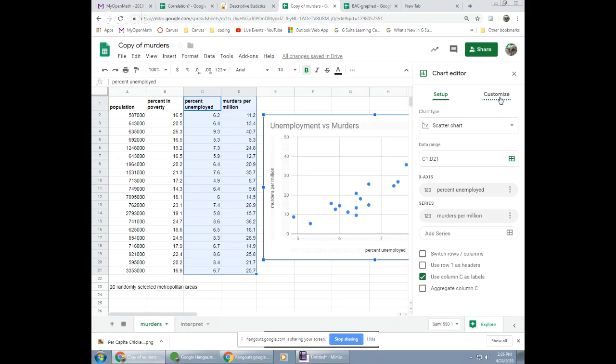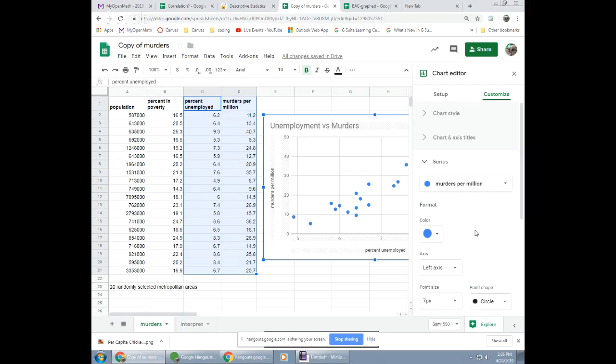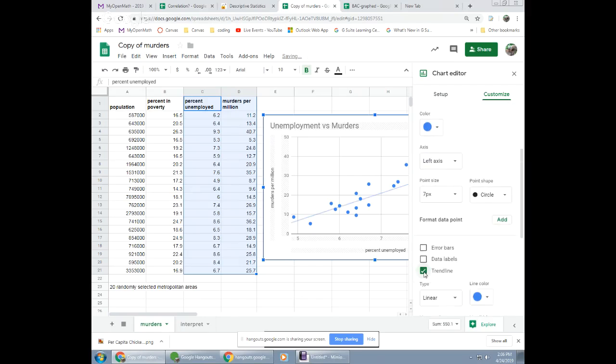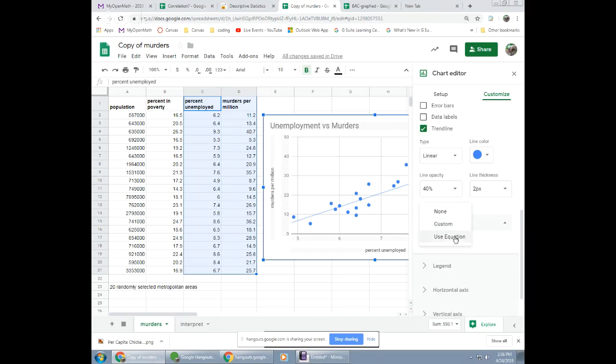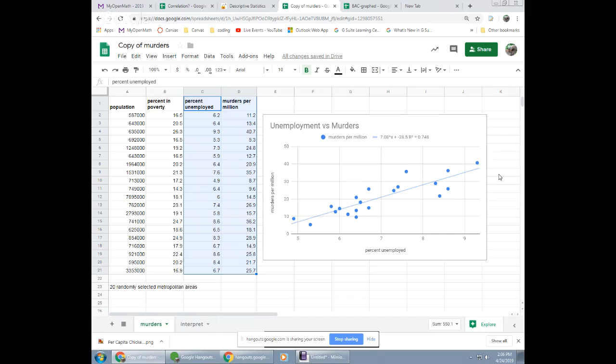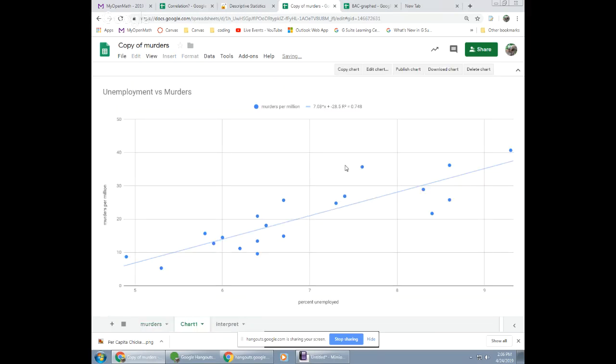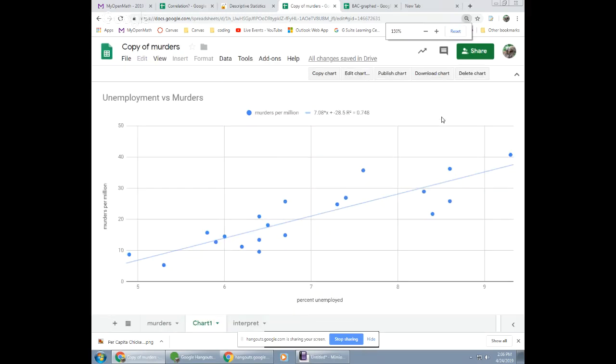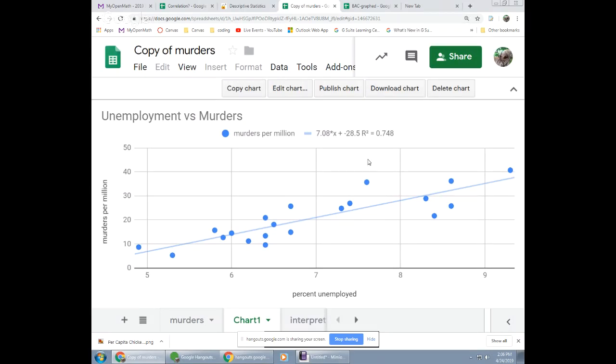And then we would need to customize the series. In this case, I want to add a trend line. I want to label it by using the equation and show r squared, the coefficient of determination. So let's zoom that into a new chart. To a new sheet. It's a little better. So we have a slope of about 7, a y-intercept of negative 28.5, and an r squared of 0.748. So we need to look at r, so I should take the square root of that number.